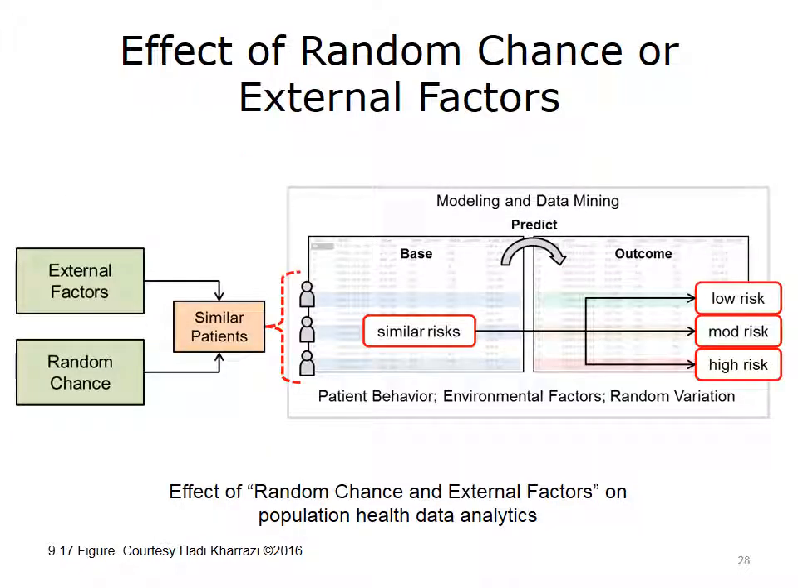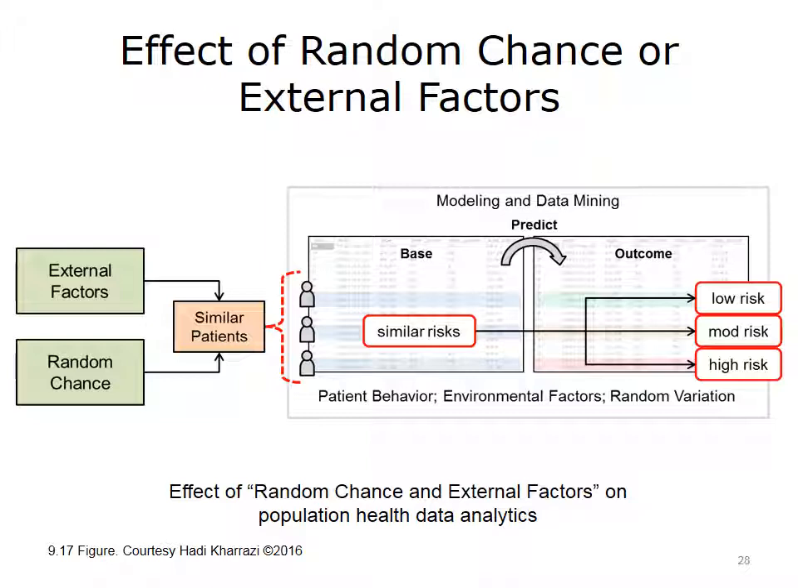This diagram shows the effect of random chance or external factors and lack of other data sources to represent these hidden variations on population health analytics. On the left side of the diagram, different sources of variation are shown, namely other external factors not represented in the data and simple random chance.